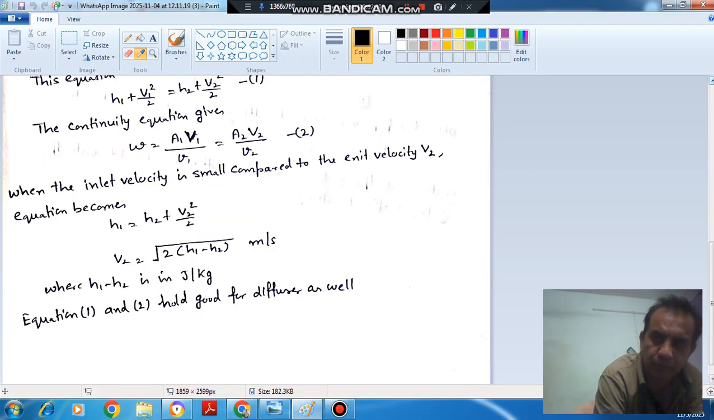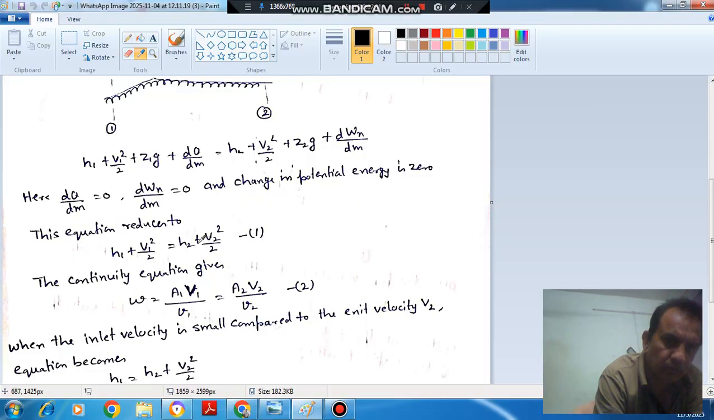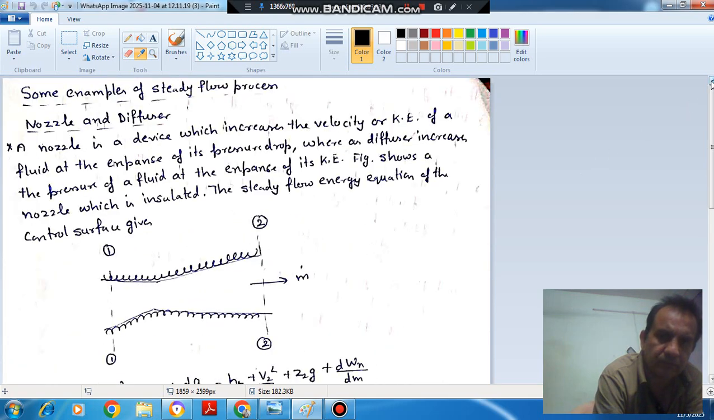In case of a diffuser, v2 will be less than v1. Or we can say if v2 is very small as compared to v1, we will find out v1 as root of 2 times (h2 minus h1). So this is in the case of a diffuser. Okay, I am just reading this out.